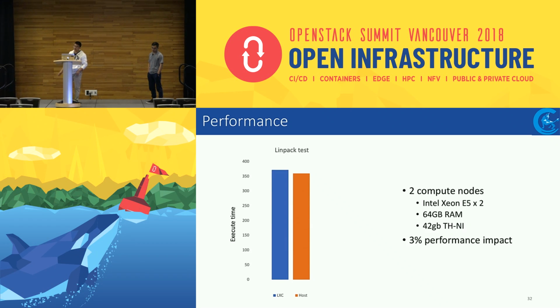We did some simple benchmarks on TianHe-2 with 2 compute nodes. It shows there is 3% performance loss in the container overall. The test we did is a bit simple. We will do some more comprehensive tests in the future. Now, let's go to the demo.